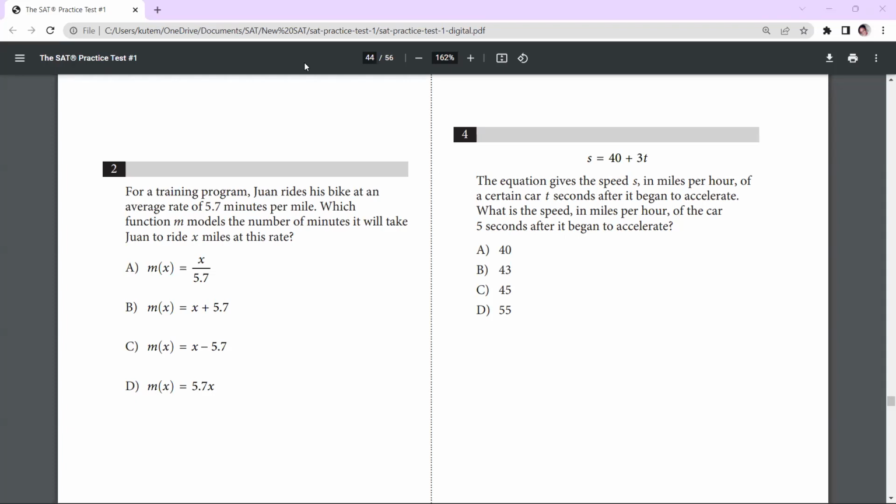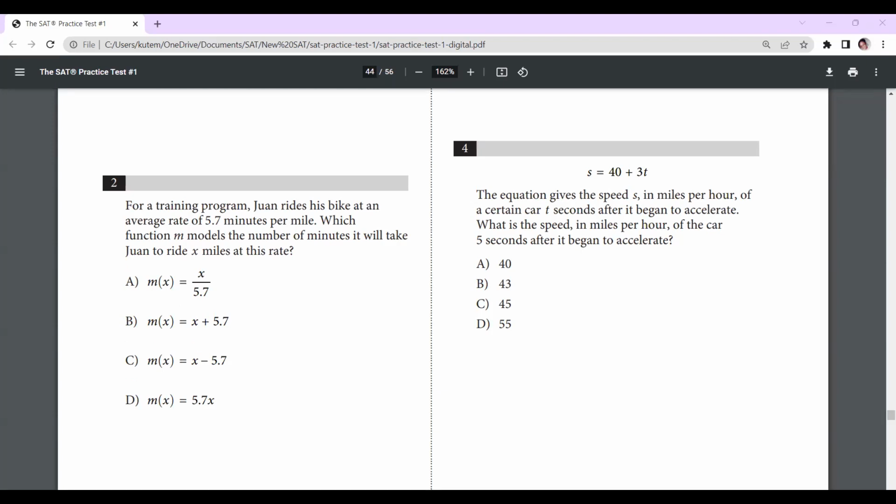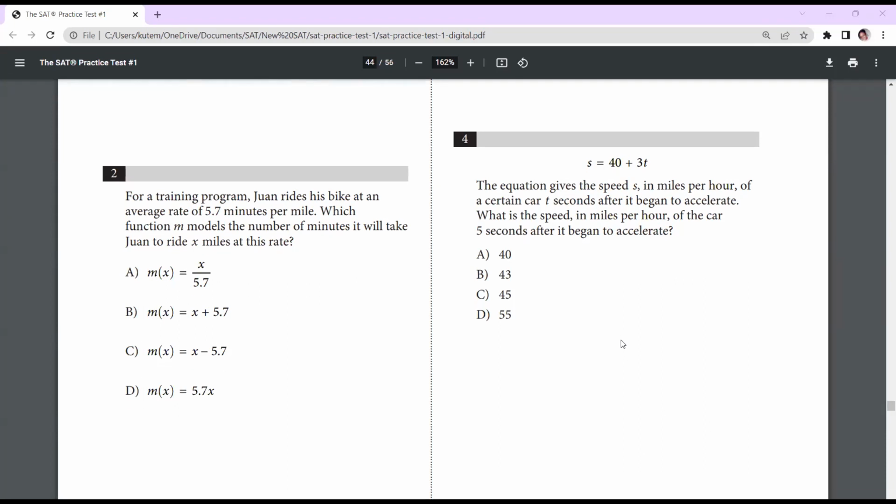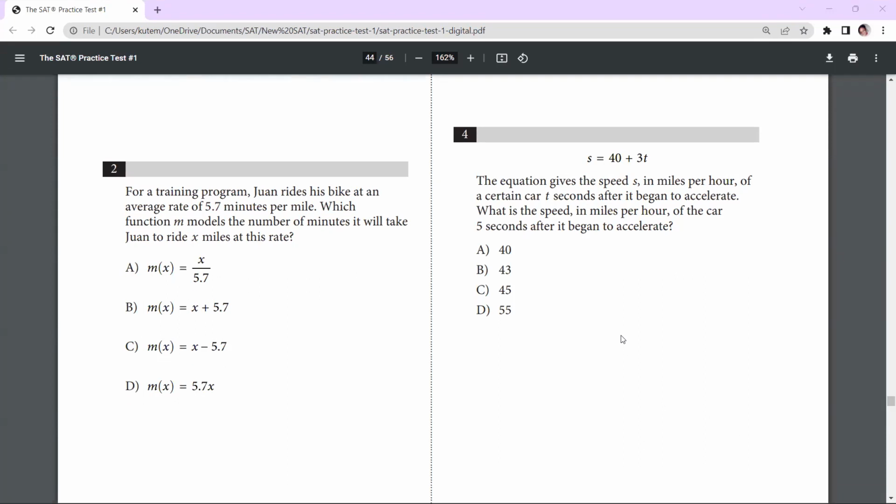This is a very good question. It tests the last concept that we covered. What is m, what is b? It says this equation gives the speed s in miles per hour of a certain car t seconds after it began to accelerate. What is the speed in miles per hour of the car 5 seconds after it began to accelerate? So is it 40? Is it 43? Is it 45? Is it 55? What do you guys think?